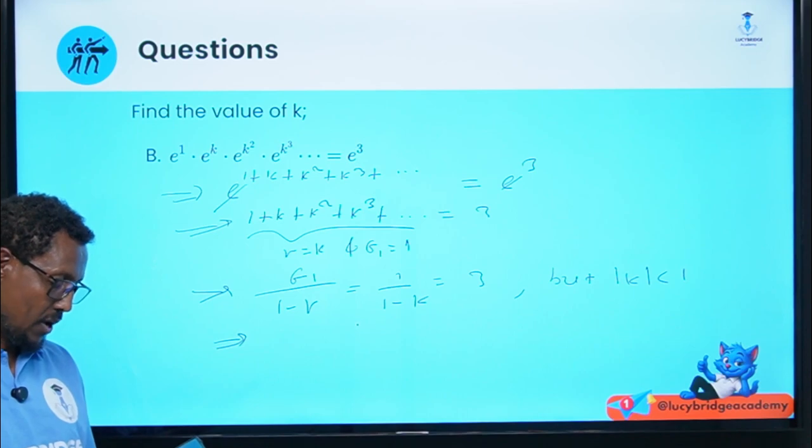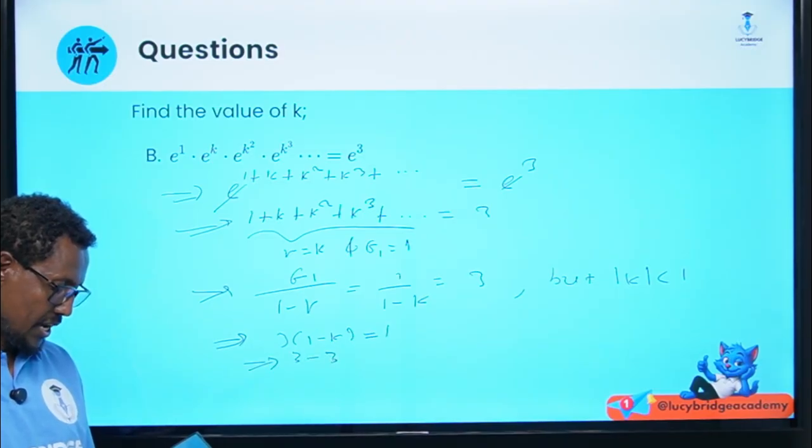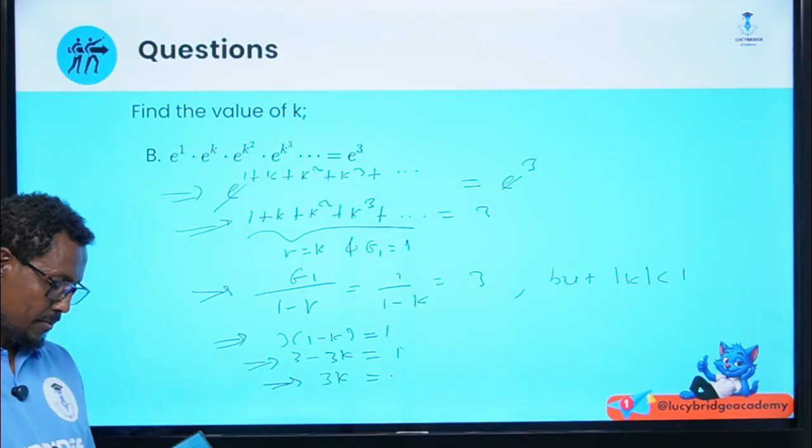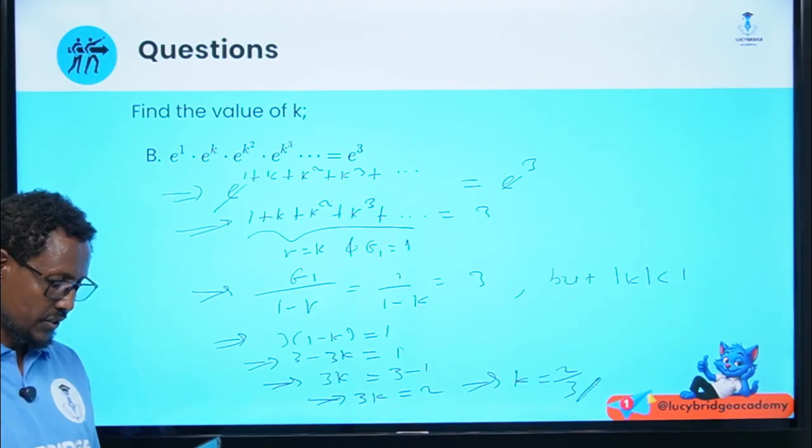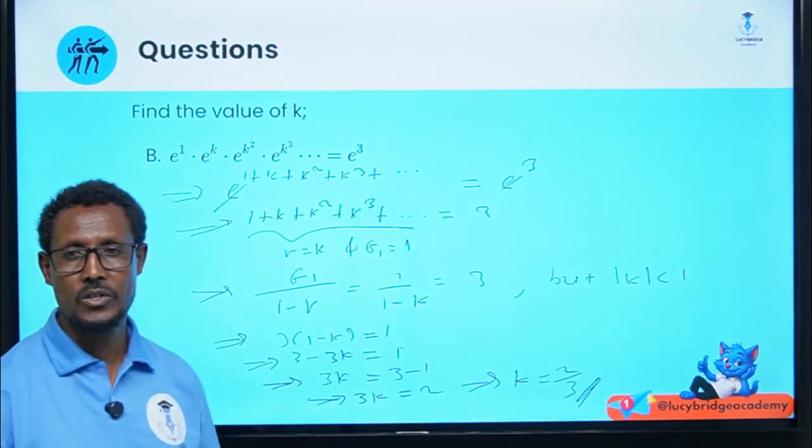Multiplying both sides by 1 minus k: 3 times (1 minus k) is equal to 1, which is equal to 3 minus 3k is equal to 1. This implies 3k is equal to 3 minus 1, so 3k is equal to 2. From this we have, dividing both sides by 3, k is equal to 2 over 3. Okay, the value of k is 2 over 3.